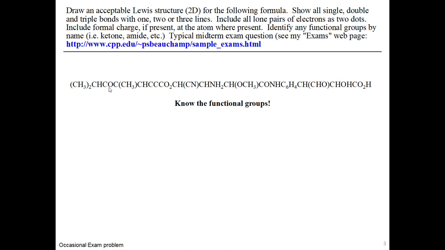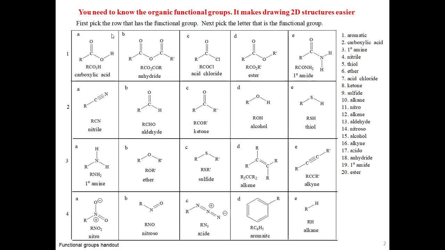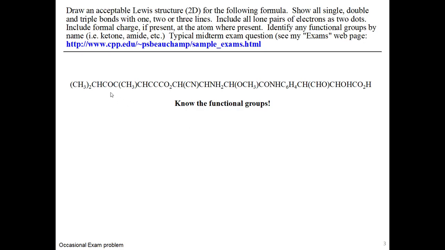Then I have a CO with nothing else. So very likely this is a C double bond O off to the side. C double bond O is a very common pattern in organic chemistry. Let's go back and take a look just a minute. Notice C double bond O, double bond O, double bond O, double bond O, double bond O. So we have acids, anhydrides, acid chlorides, esters, amides. Amides could be primary, secondary, or tertiary depending on how many carbons. This is a primary because there's only one carbon attached to the amide. And then we have aldehydes and ketones.